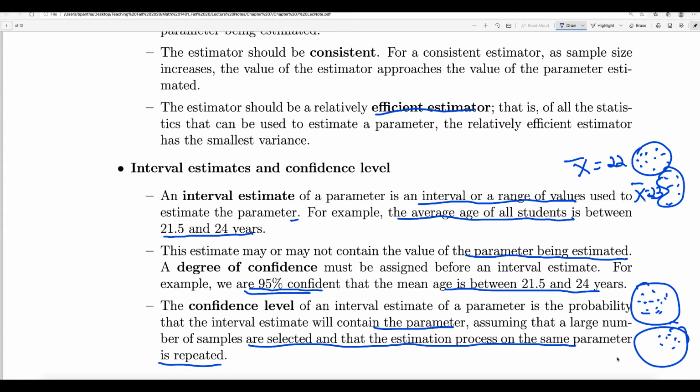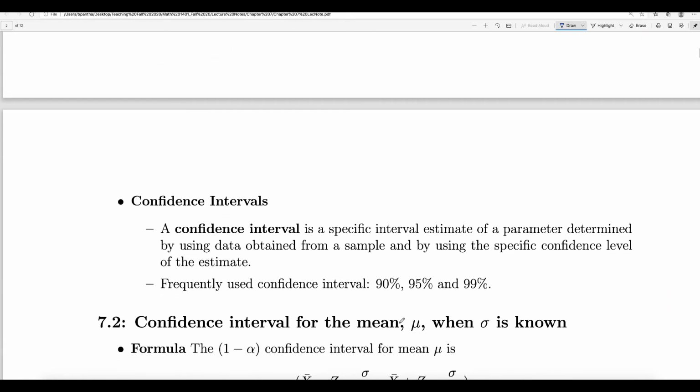You allow repetition, meaning that when you pick one sample, you replace it, putting it back in the population, and then pick another sample. So this sample may include some of the same values as the earlier sample. That is okay. Repetition should be allowed when picking the samples. So let us talk about the specific confidence intervals: for the mean, for the proportion, for the standard deviation, and so on.